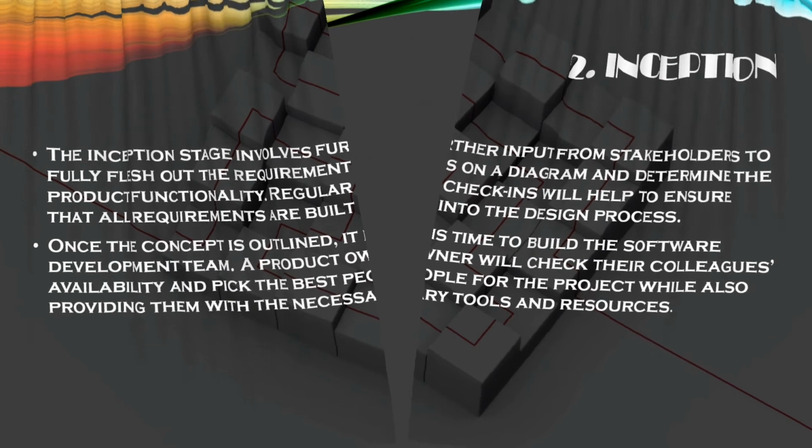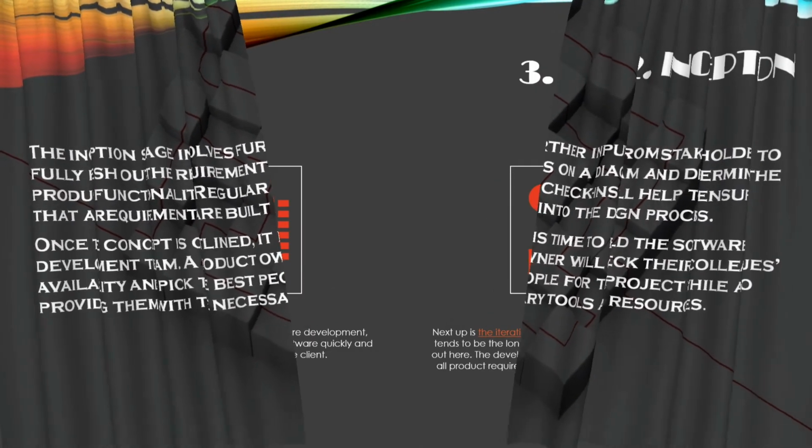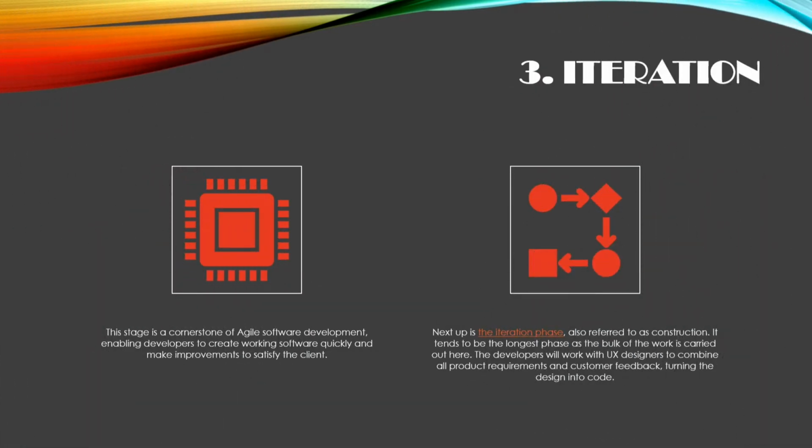Next, we are going to see about iterations. Next up is the iteration phase, also referred to as construction. It tends to be the longest phase as the bulk of the work is carried out here. The developers will work with the UX designers to combine all product requirements and customer feedback, turning the design into code. The goal is to build the bare functionality of the product by the end of the first iteration or sprint. Additional features and tweaks can be added in later iterations.